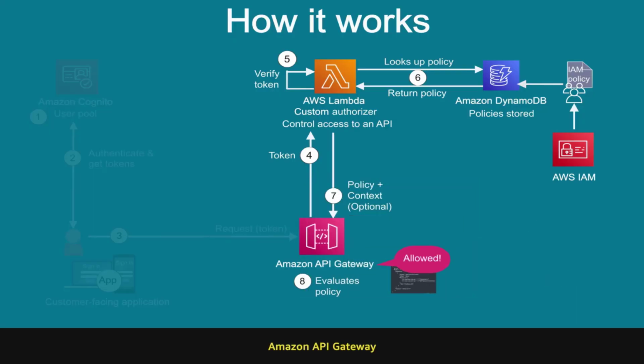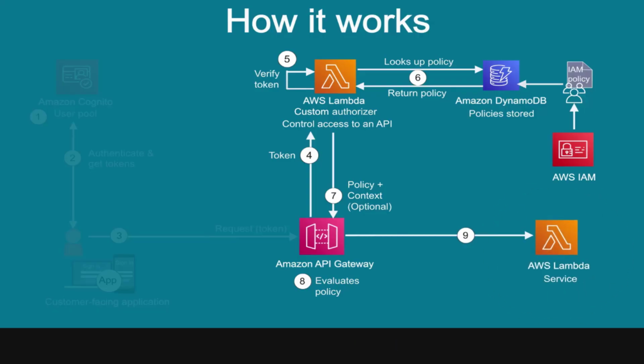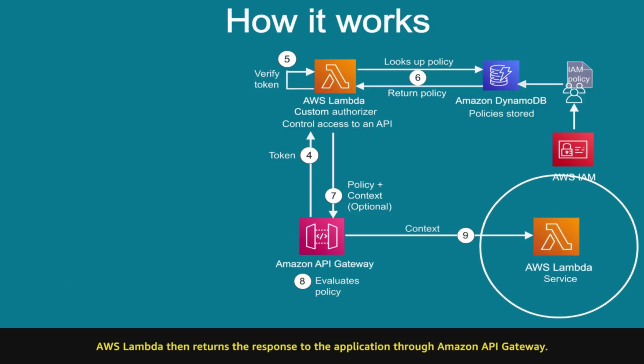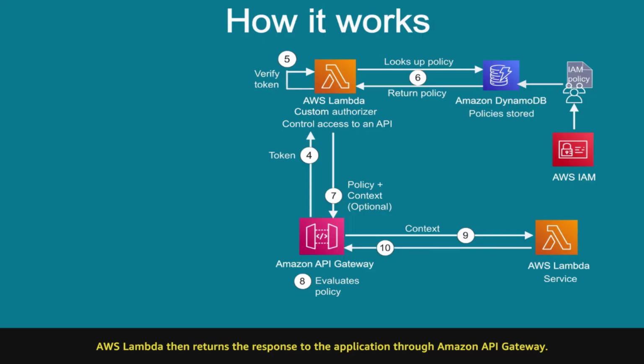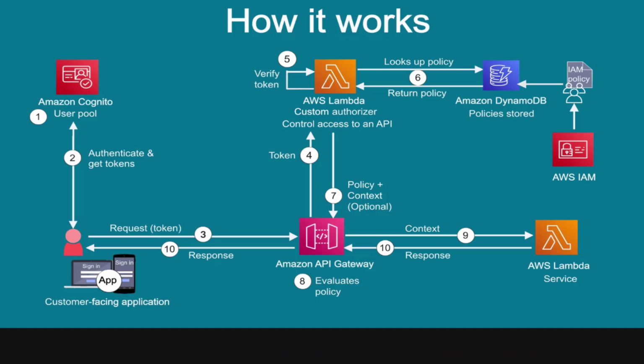If allowed, Amazon API Gateway invokes the AWS Lambda function. The API request with the context information is forwarded to AWS Lambda. AWS Lambda then returns the response to the application through Amazon API Gateway. As you can see, this architecture can provide access control for your Amazon API Gateway APIs using AWS IAM and Amazon Cognito.